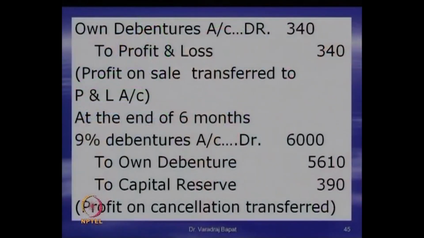You can see the entry again. It is 9% debenture debit 6,000, to own debenture 5610, to capital reserve 390. So here we have discussed the recording of various transactions on share capital and on debenture. I know they are slightly complicated, but I will request you to refer to some book, or you can refer to our web course, wherein you can see these entries and then try to understand them more.